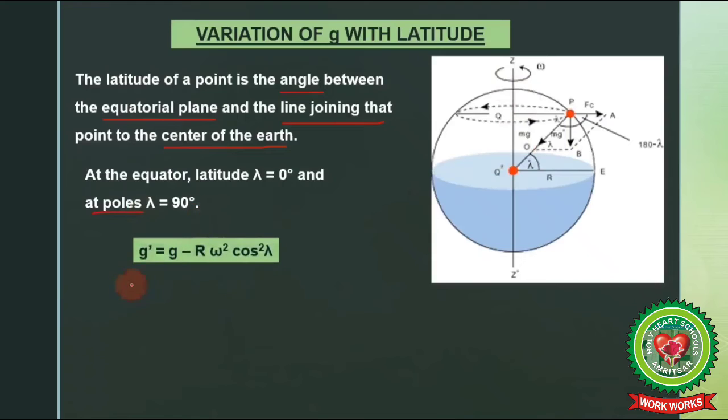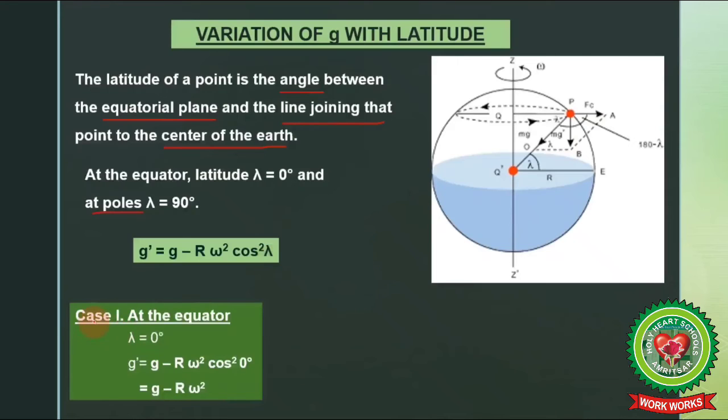Now you have to remember this relation only. g dash is equal to g minus r omega square cos square lambda. This is the variation of g with latitude, where g is acceleration due to gravity, r is radius of Earth, and omega is angular velocity, means the velocity with which Earth is rotating about its axis. Cos square lambda, lambda is latitude.